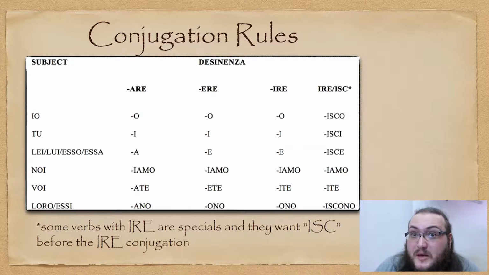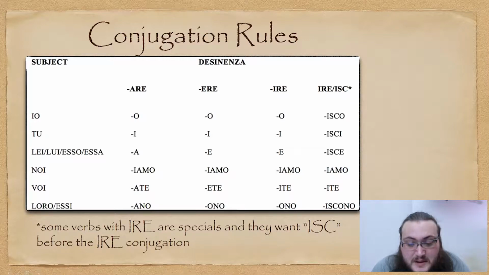So let's start by having a look at the table. For example, we have io, the subject io, plus the desinenza are. It becomes o. What does it mean? It means that if you have a verb that ends in are and you are talking about yourself, io, the new desinenza that you have to stick to the verb to talk in the present simple, or presente indicativo, is o.